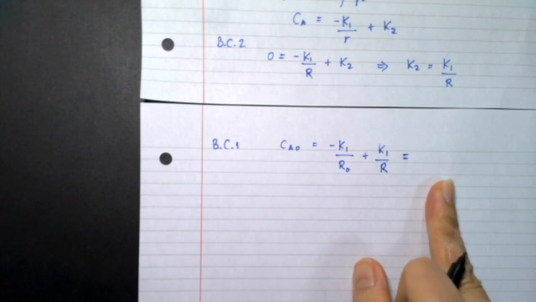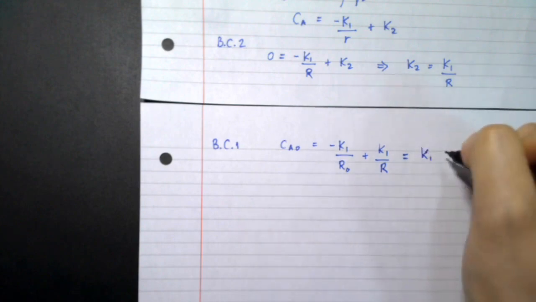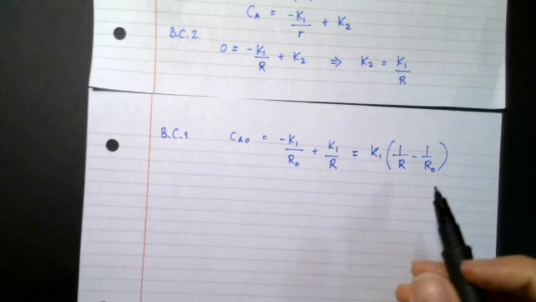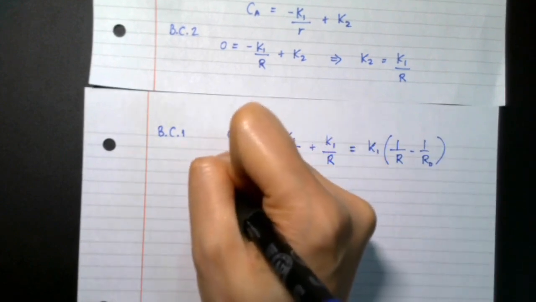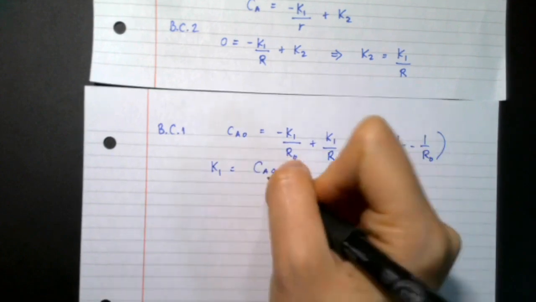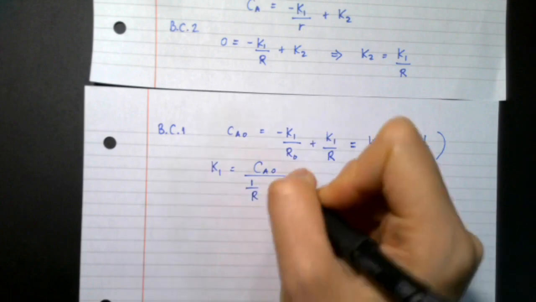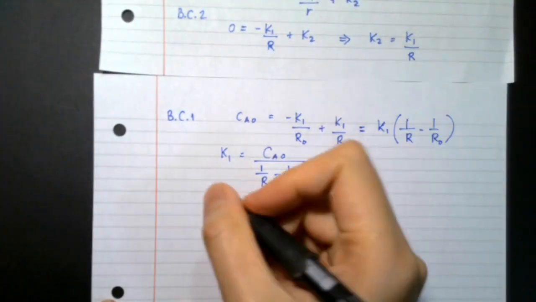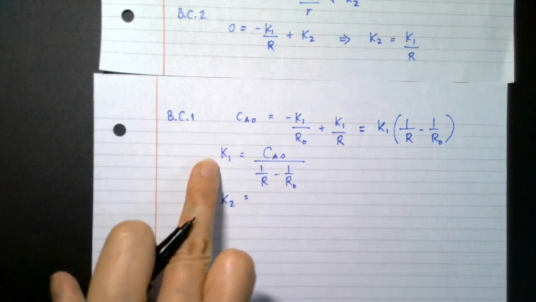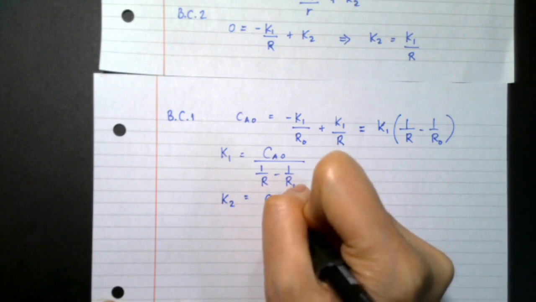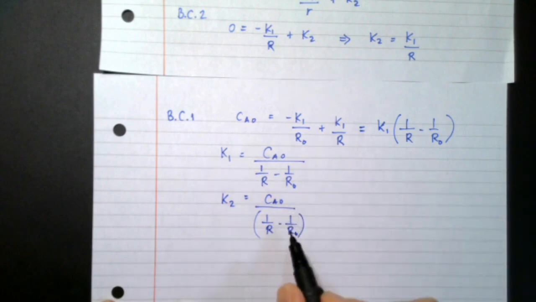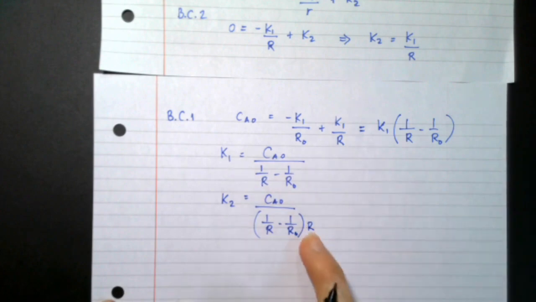So we can factor out K1, and we'll have 1 over R minus 1 over R naught inside our bracket. Okay, so therefore K1 is Ca0 divided by 1 over R minus 1 over R naught. And K2 is K1 over R, but we know what K1 is. So K1 is here. So K2 is just Ca0 divided by 1 over R minus 1 over R naught, and then K1 over R, so we have an R here.